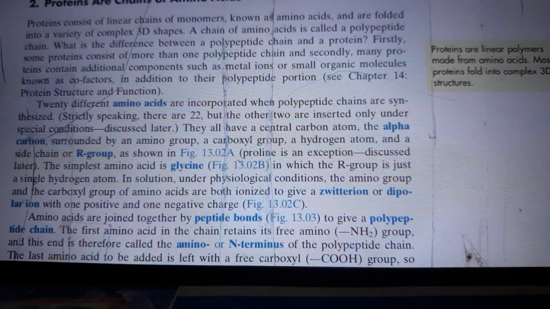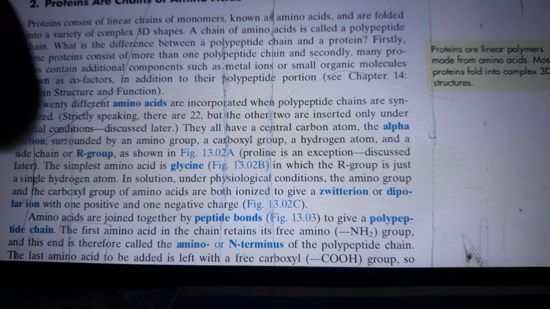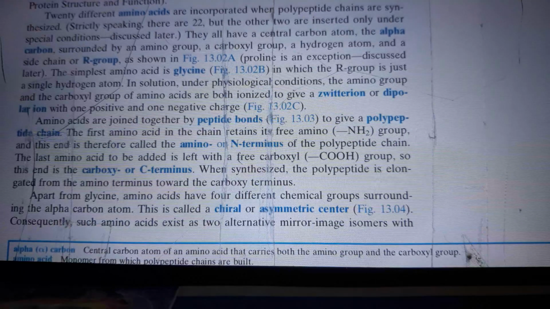Proteins are chains of amino acids. Proteins consist of linear chains of monomers known as amino acids and are folded into a variety of complex 3D shapes. A chain of amino acids is called a polypeptide chain. So what is the difference between a polypeptide chain and a protein? Firstly, some proteins consist of more than one polypeptide chain, and secondly, many proteins contain additional components such as metal ions or small organic molecules known as cofactors, in addition to their polypeptide portion. That's protein structure and function.